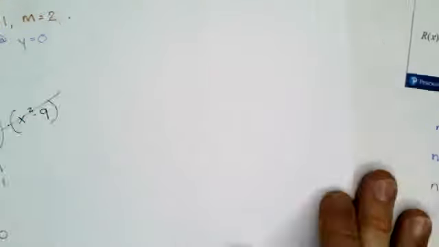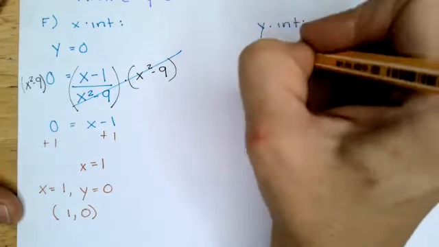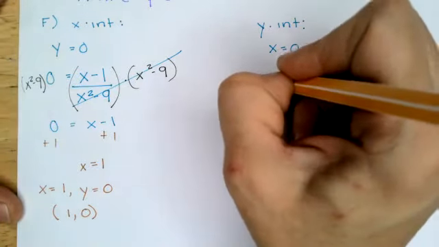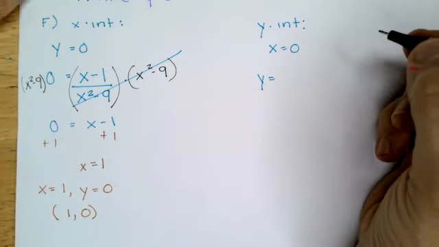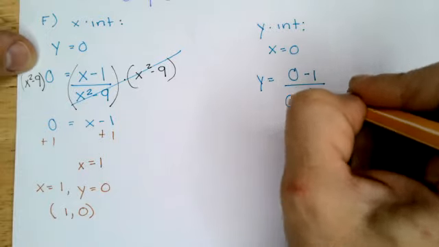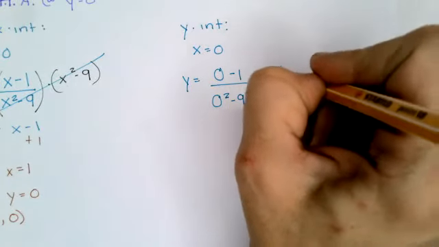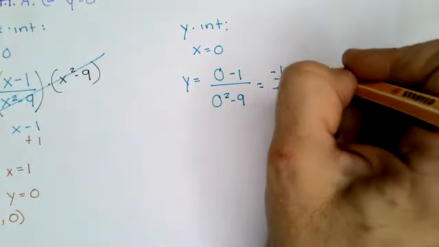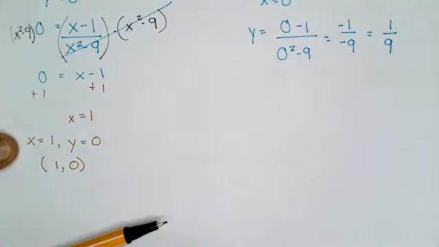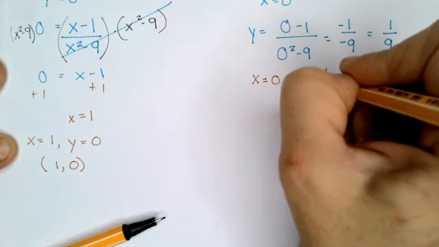And the y-intercept, same idea. We make x zero, okay? So we say y equals, because we're finding y, even though it's r of x equals. So y equals zero minus one over zero squared minus nine, right? So that becomes negative one over negative nine. A negative divided by a negative is a positive. So y is 1/9 when x is zero. So here we had x is one, y is zero. Now we have x is zero, y is 1/9.